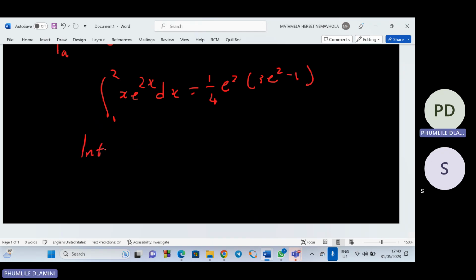So you will do this one as your homework, if you are practicing: show that the integral of e to the power 2x dx equals 1 over 4 times e to the power 2 minus 1. You must use integration by parts. Just try it so that you get practice with integration by parts.